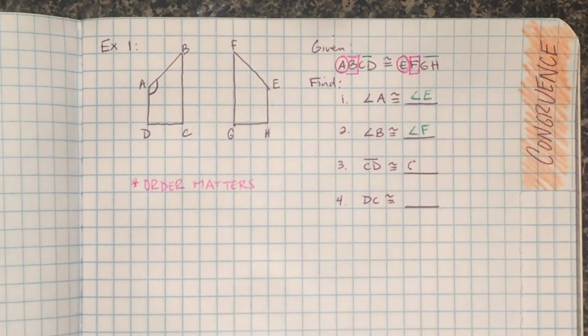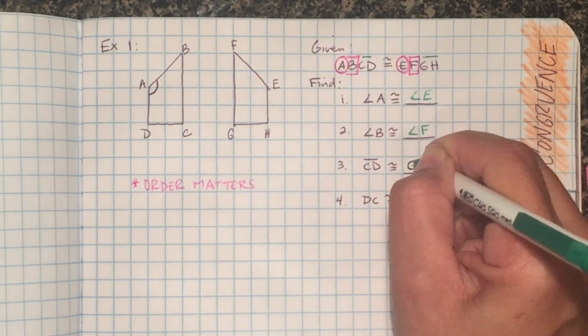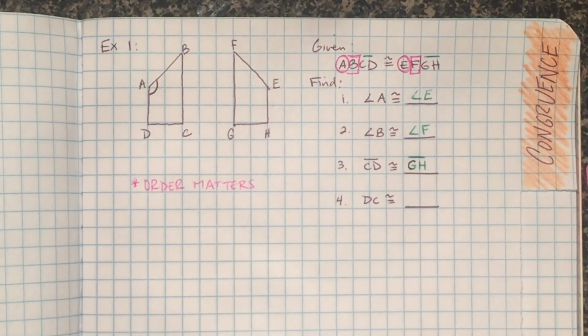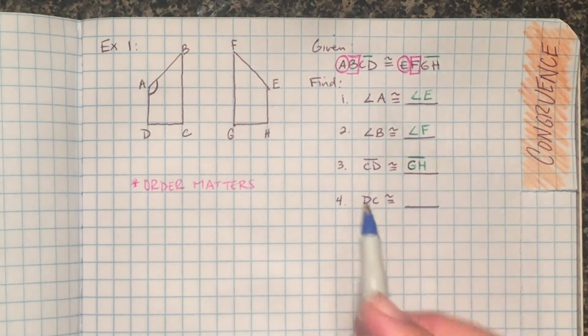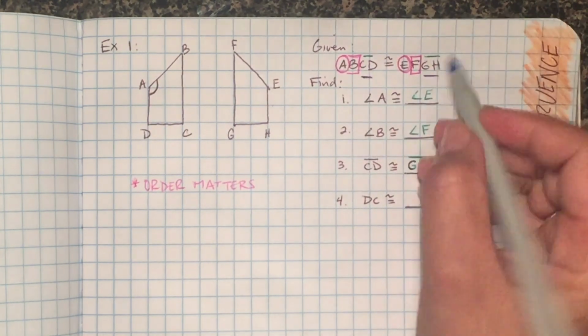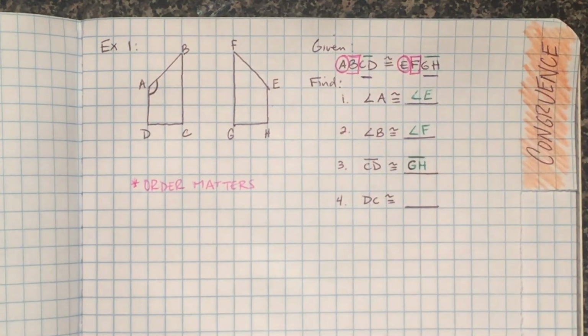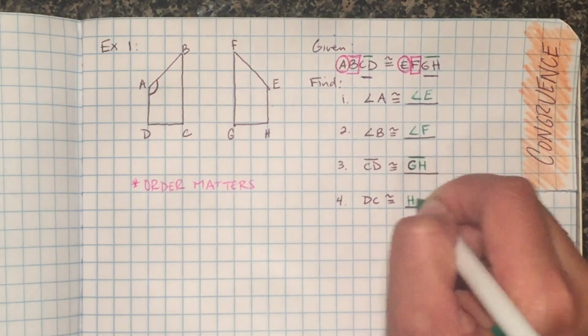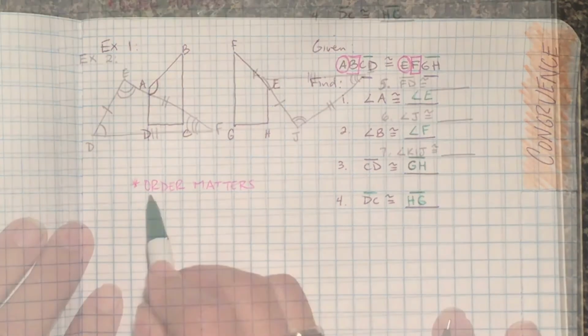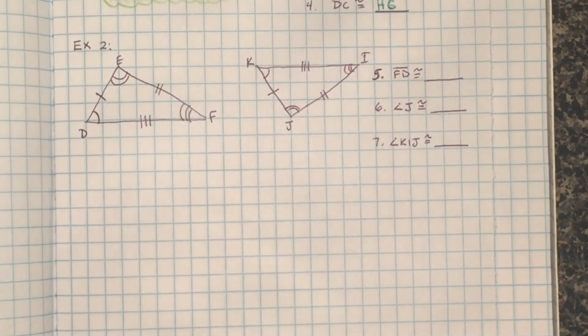Now let me tell you what I mean by order is important. If you look at this other example, it goes from D to C. So it goes from the fourth to the third, which means you must go from the fourth to the third on the other one. So it's HG. Very, very important. Order matters. So you must make sure that your order is correct. Alright, go ahead and pause the video and copy that down.